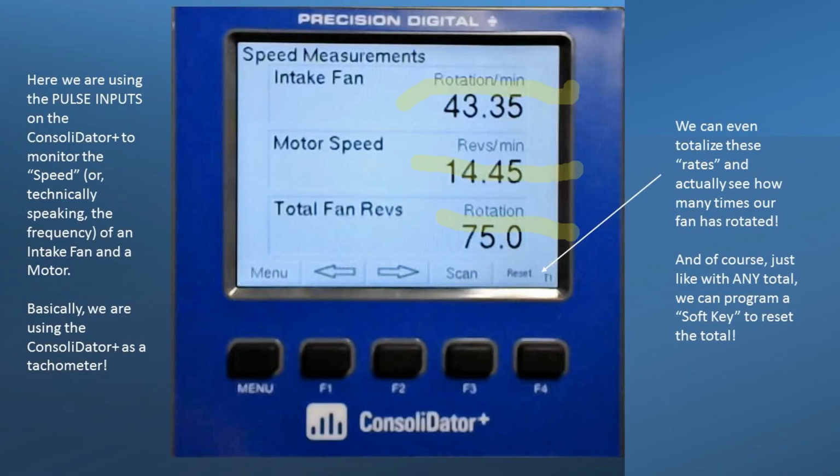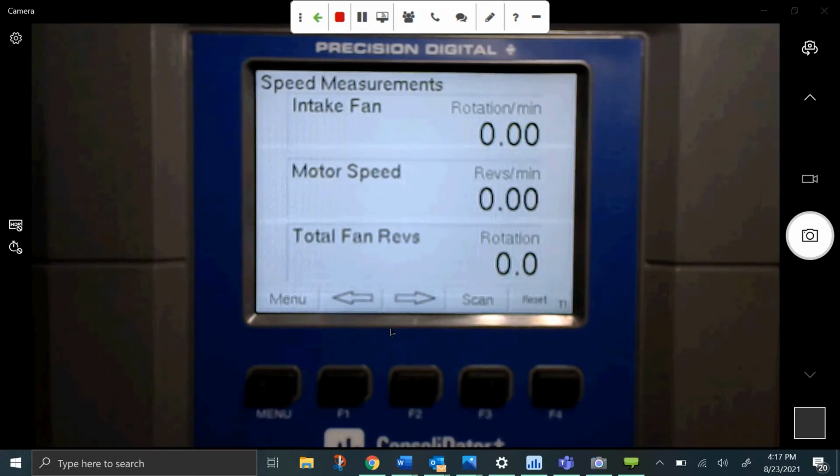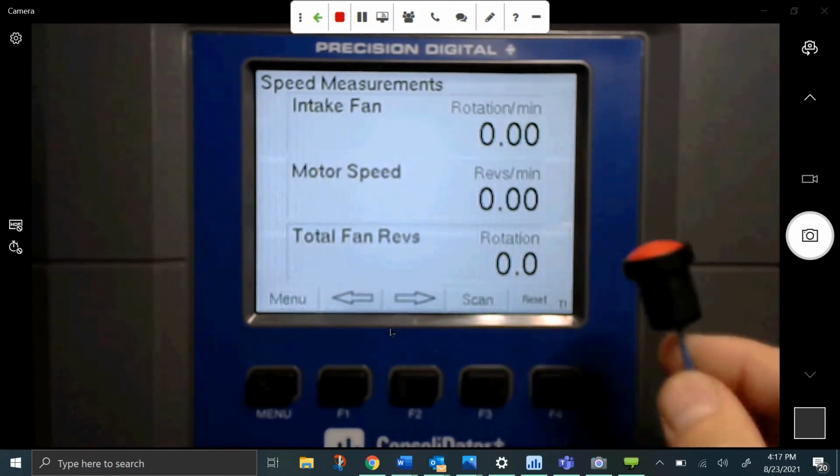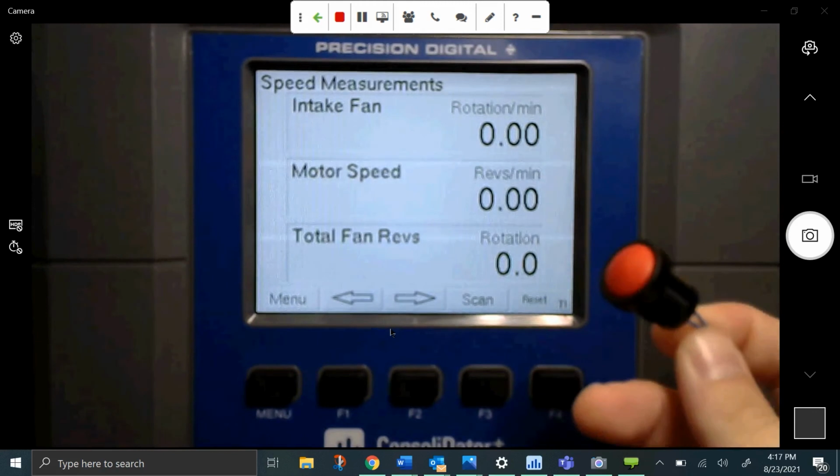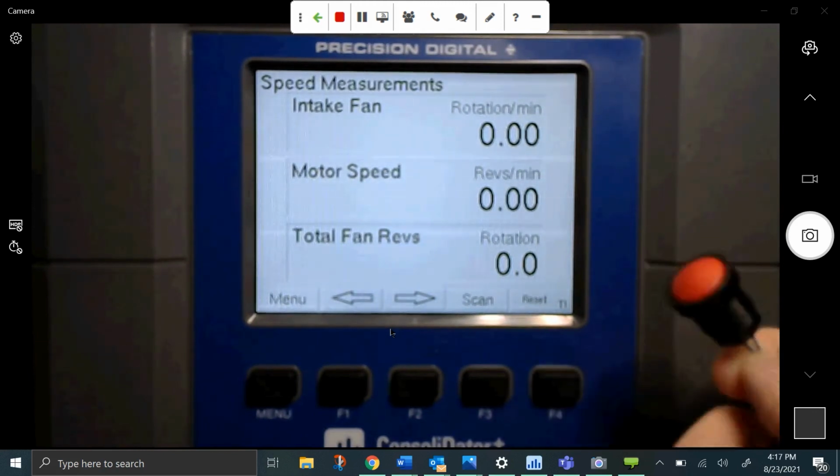But just another great reminder that, again, this unit is so flexible, we can make up literally anything. I've had tanks reading in bacon. I have had weird engineering units, and we're even totaling the revolutions of an intake fan on this screen. So without further ado, I'm going to show you what this looks like on my demo. So right now we're reading 0 on everything, and there's a reason why, because I'm not pressing the button.